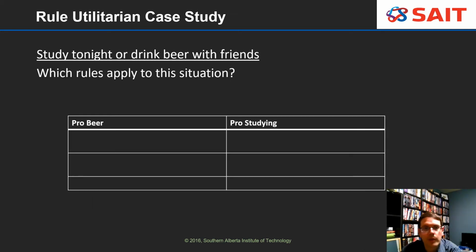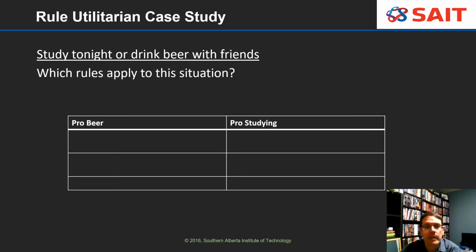The analysis for our second scenario will be a little bit different. This time, we're going to apply rule utilitarianism instead of act utilitarianism. For the first scenario, we used act utilitarianism, where the question is, which action will lead to the greatest utility? Rule utilitarianism is slightly different. It's still utilitarian in that the morally correct decision is whichever leads to the greatest overall utility.